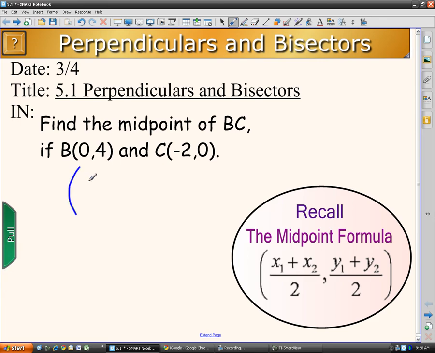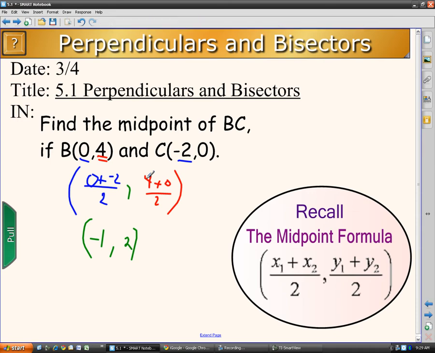So to find my x value, I'm going to take the 0 and add on -2 and divide it by 2. And for my y value, I will take 4 and add on 0 and divide by 2. And when I reduce these, I end up with -1 as my x value and 2 as the y value. So (-1, 2) would be the address of the midpoint of that line. We're probably going to use that today as we move along.